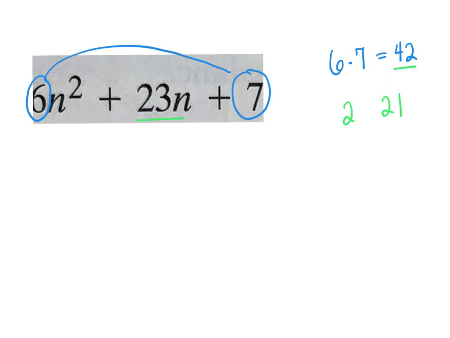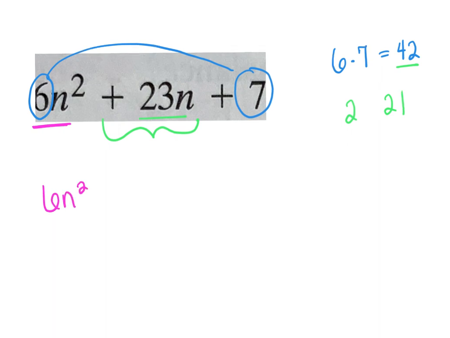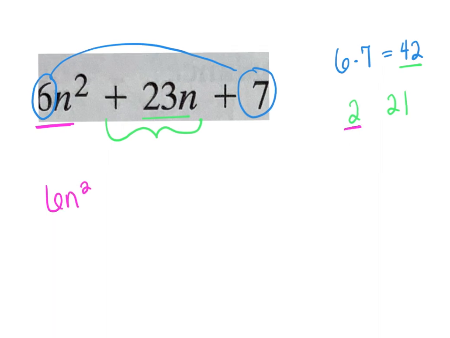All right, so what we're going to do is we're going to break up this middle term. We are going to leave the first term the way it is. We are going to leave the 6n squared. We are going to rewrite the middle term to these. It needs an n because I need it to add up to 21n. So I'm going to say plus 2n plus 21n. And then I'm going to leave this last term alone, plus 7. All right, so now I have 4 terms, and I'm going to factor this by grouping.